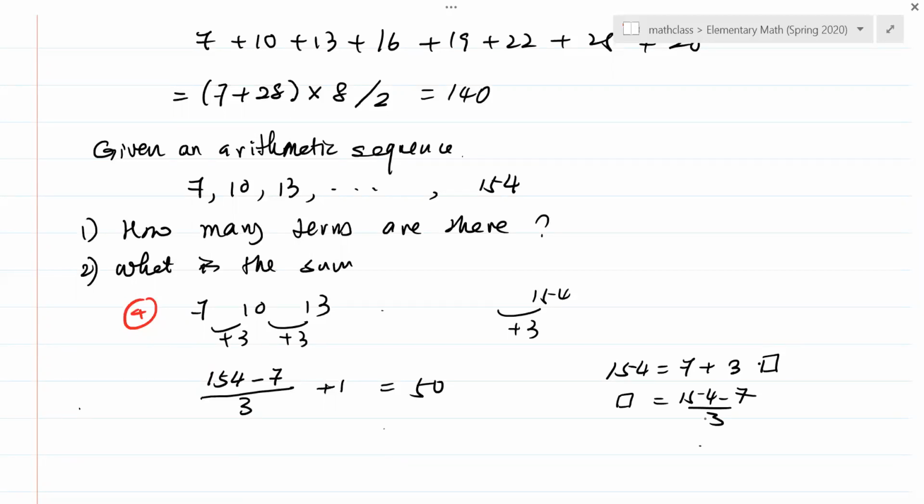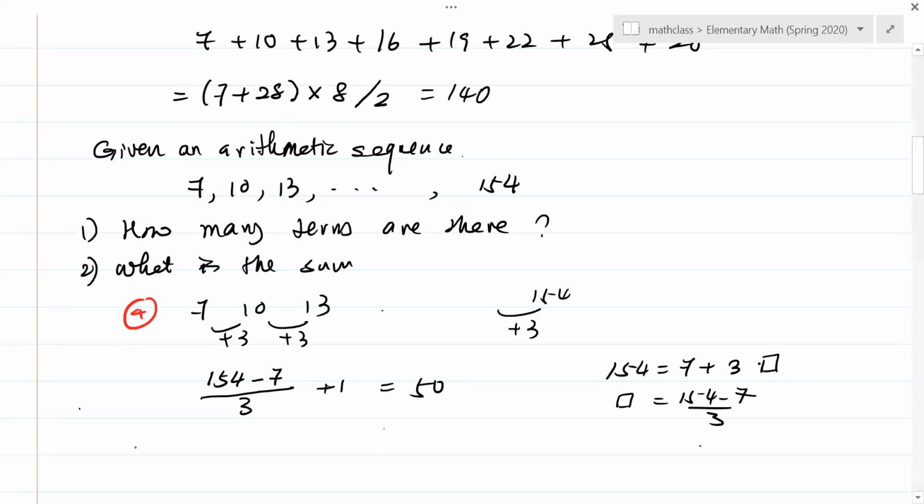Okay, that's why you have to add 1. Because every time you add 3, so 7 plus 3 times the number of additions you're going to do, right? So that's why you divide by 3, okay? So the difference of two terms, divided by 3, plus 1. Okay, so that's what you get.